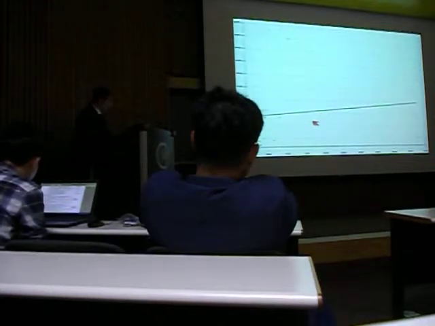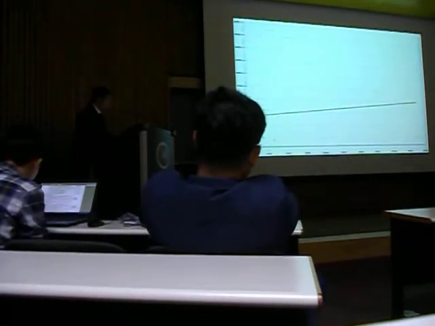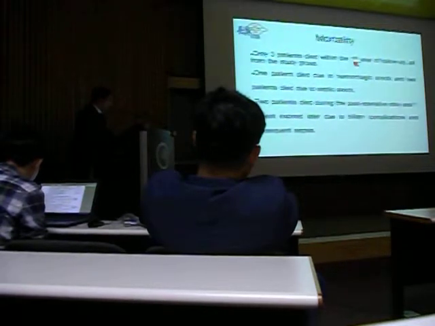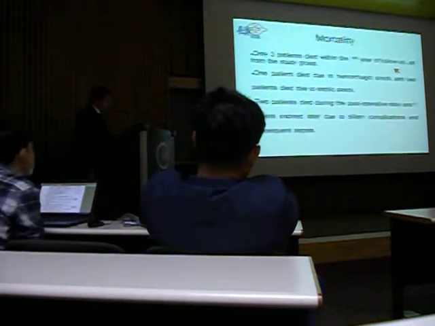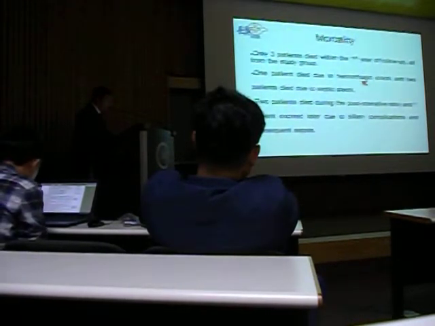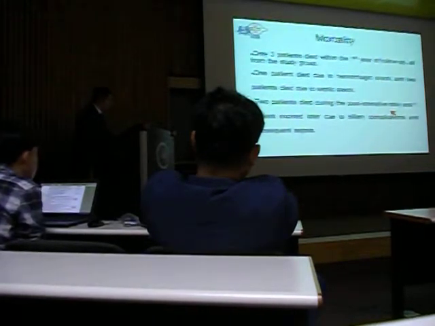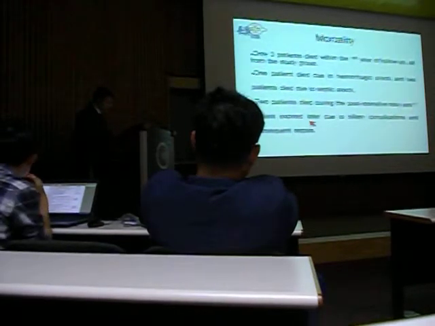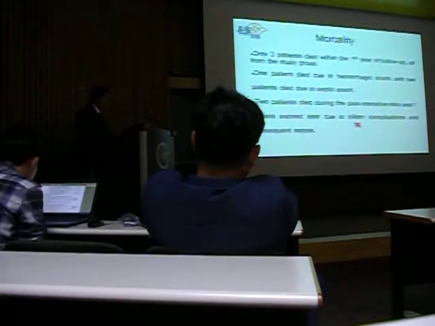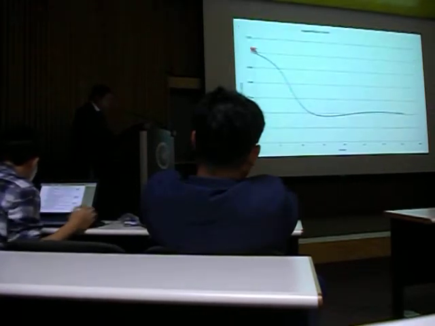This graph is a linear regression curve showing that there is a positive correlation between extensive adhesions and the blood loss during the surgery. As far as mortality goes, there were 3 patients who died within the first year of follow-up. All were from the study group. 1 patient died due to hemorrhagic shock and 2 patients due to septic shock. 2 patients died during the post-operative stay, actually during the 2nd month, and 1 patient expired later due to biliary complications and subsequent sepsis. That was at the 9th month. This is the survival curve.